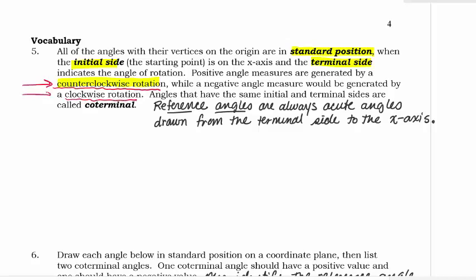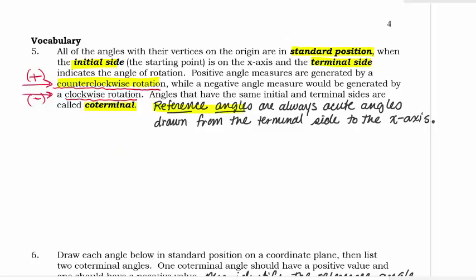So if you go clockwise, you're going in the negative direction. If you're going counterclockwise, you're going in the positive direction. This is really important and we need to remember this throughout our math careers. Angles that have the same initial and terminal side are called coterminal. So coterminal just means that they have the same starting point and ending point. This is going to make a little more sense as we go through some examples.